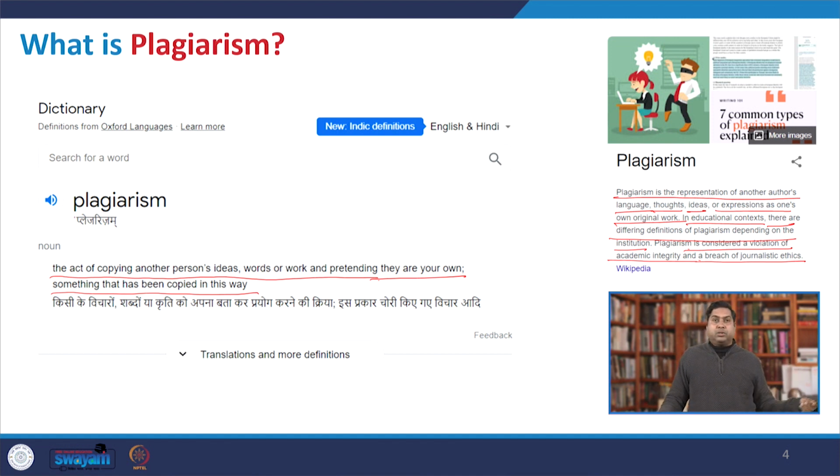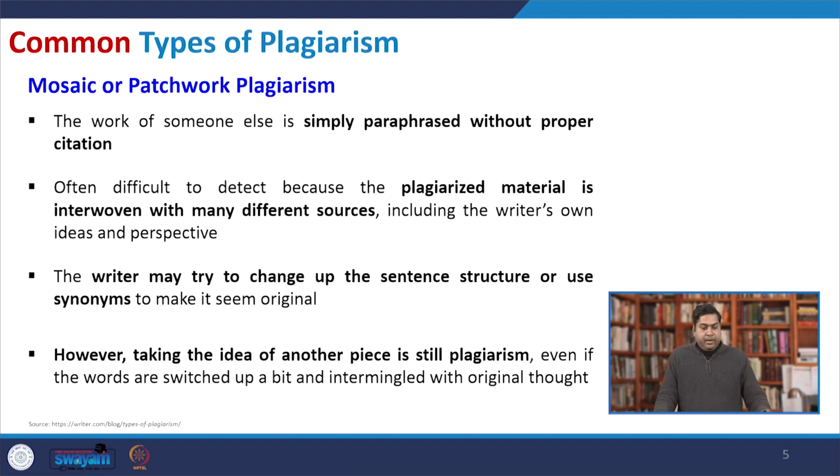So both the ethics and the integrity will be questioned if you get into this kind of situation, where you have some information which is not your own contribution, but you are representing it as if it is your own without giving credit to the person who has contributed to that particular statement. Now we'll discuss the common types of plagiarism.